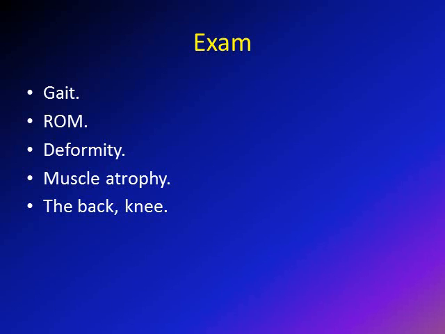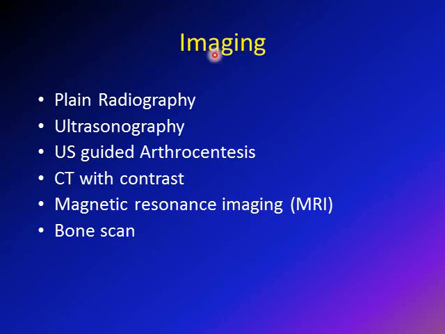So you have to examine the back very well, and also you have to examine the knee of the child. What imaging modalities do we need in this case? The first and most important is the plain radiographs. There is lots of information that you can get from the plain radiograph, as we are going to see later on when we discuss the different pathologies.